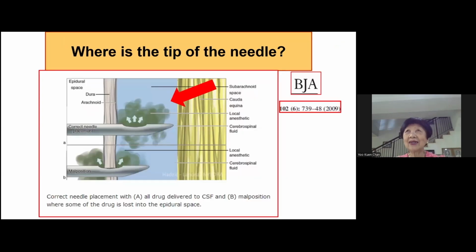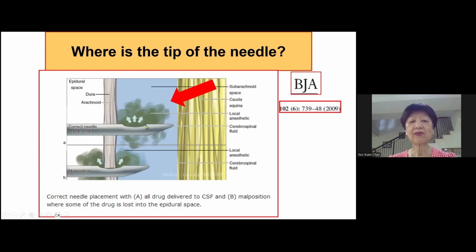Obviously, a lot of us assume that if I have CSF coming out, I'm in the intrathecal space and nowhere else. Not true as well. This is the ideal spot you want. You see, the outlet of the needle is not at the tip.